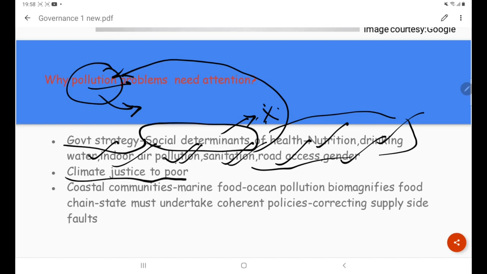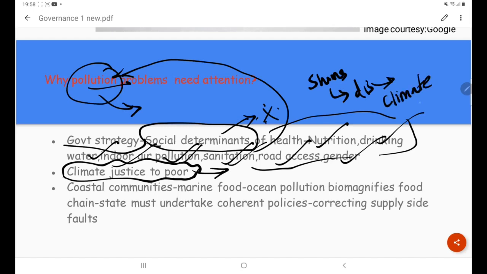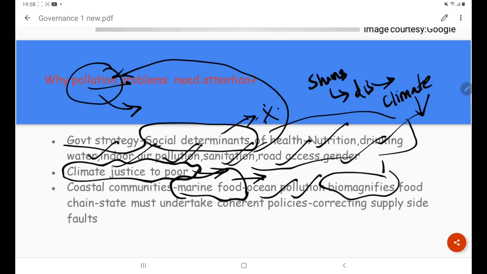Then the second point is climate justice for the poor. Often polluted areas are inhabited by slums or very disadvantaged and vulnerable sections. Okay, so this is like a climate injustice to the poor. They also have the right to live with dignity, so we have to target them. Next is the marine food chain. India is a country with high marine food consumption. So if ocean pollution is increasing like anything, it is going to affect the marine food chain and eventually it biomagnifies when it comes to the human body. That is also a problem.